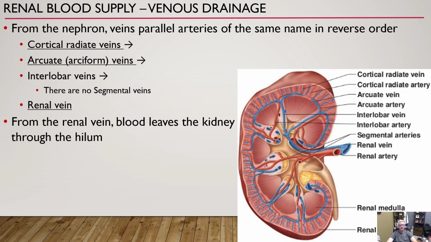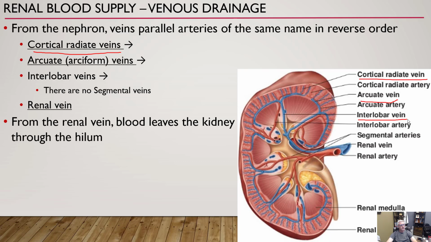And then from there, we're going to have the venous supply. We're going to have the venous drainage of the kidney. And basically, they're going to parallel the arterial system. We have the efferent arterioles that are going to merge into the peritubular capillaries. And then those are going to drain into the cortical radiate veins. And then they're going to drain into the arcuate veins or the arciform veins, depending on what textbook you look at. And then the interlobar veins.